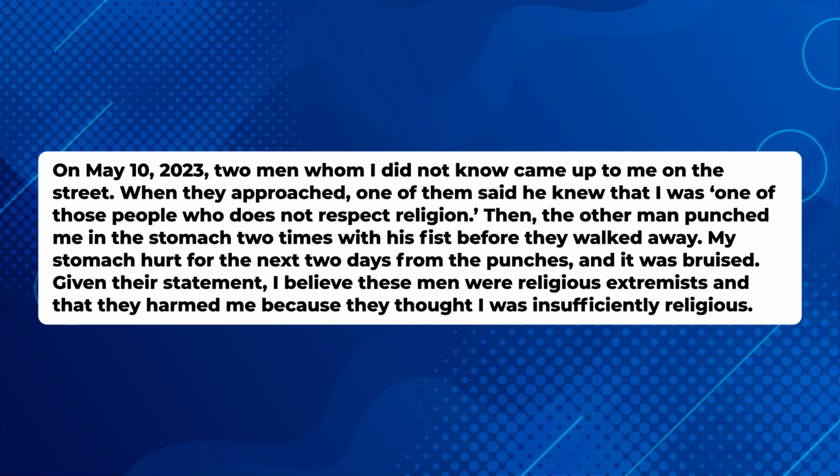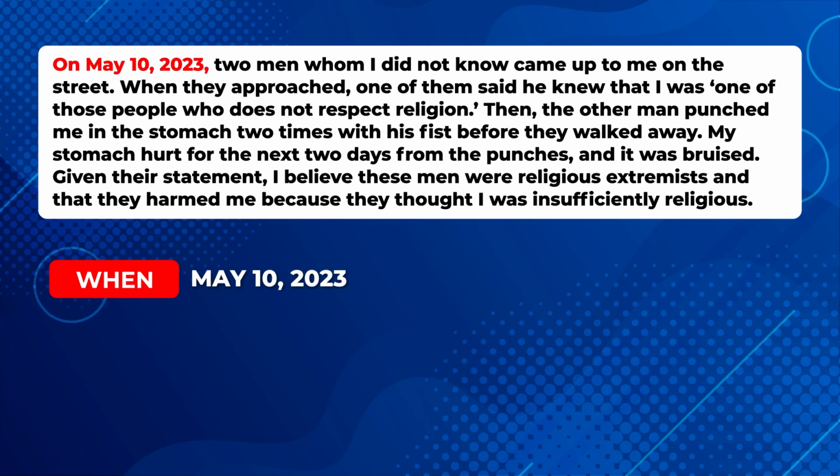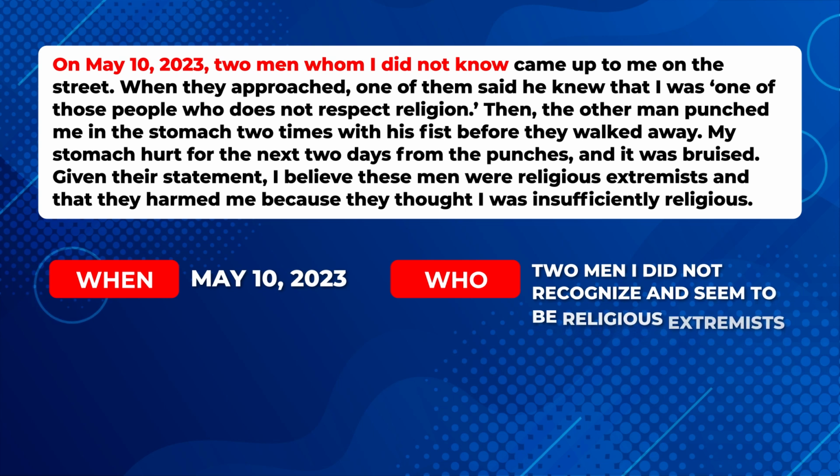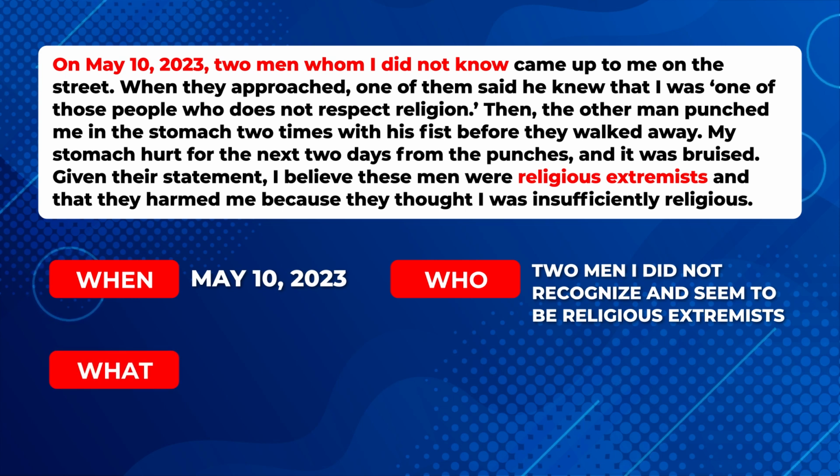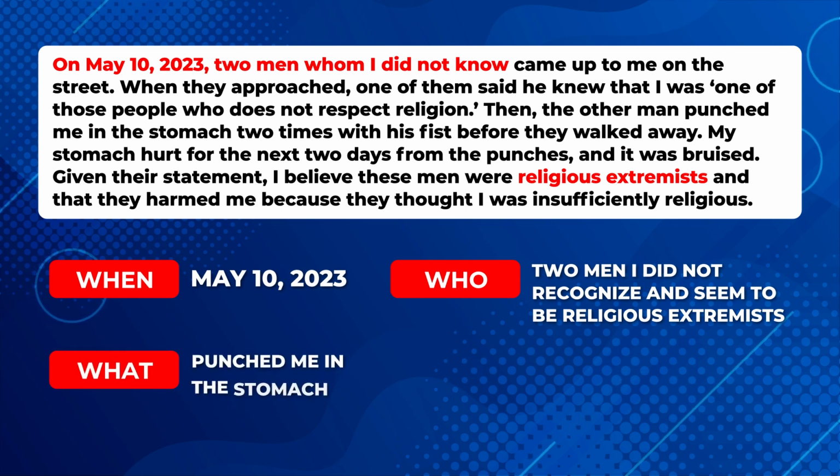Okay, see what I did? I hit all the elements that I've said you should include when describing an incident. We have the when. I put that right at the beginning, which I recommend that you do as well. The who is also in the first sentence. It's 2 men I did not recognize, who walked up to me and who, judging by their comments, seemed to be religious extremists. The what is captured in the information about what the bad guys said and what they actually did to harm me, particularly the 2 punches to the stomach.